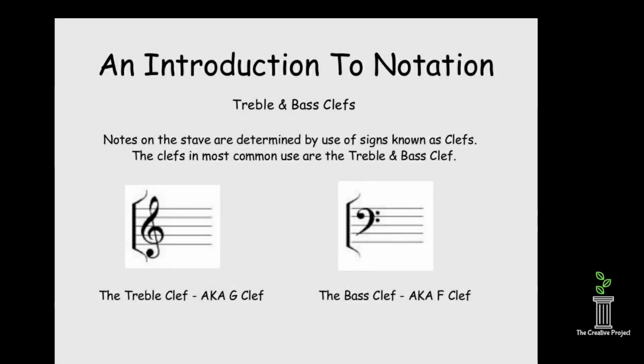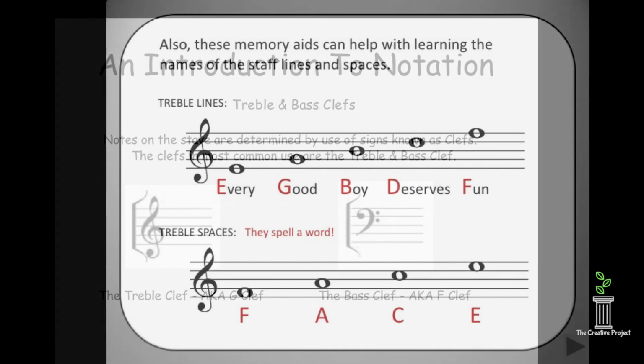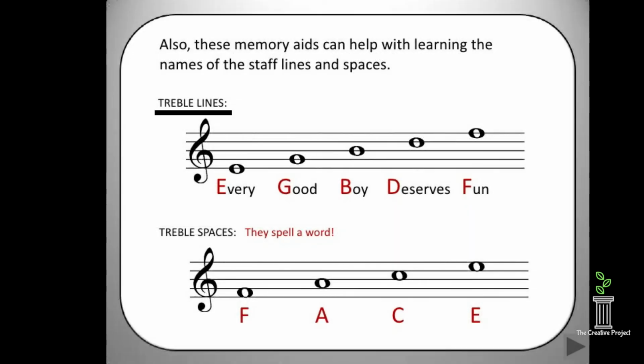Now we have here two types of clefs. One is treble clef and the other one is bass clef. Treble clef is denoted by this sign, and the bass clef is denoted by this sign. Now we'll learn about treble line notes and treble space notes. You can see here the line notes, treble line notes E, G, B, D, F. The name of these notes are E, G, B, D, and F.